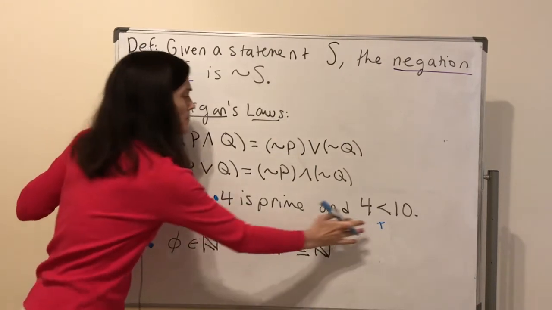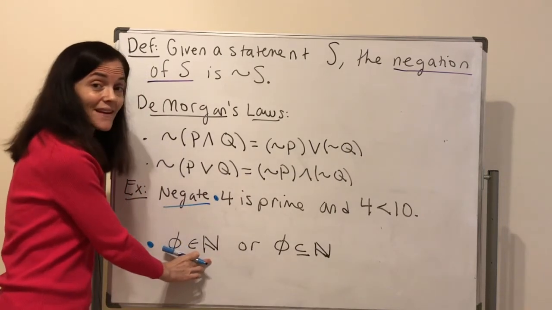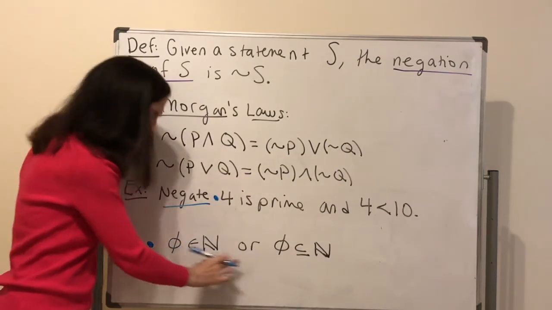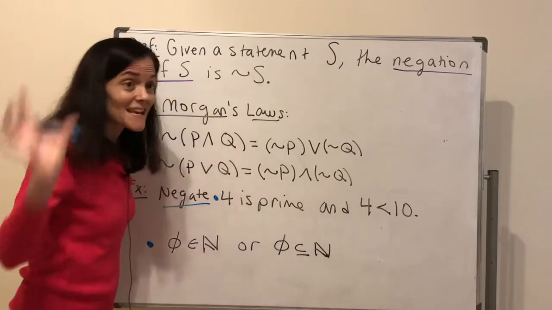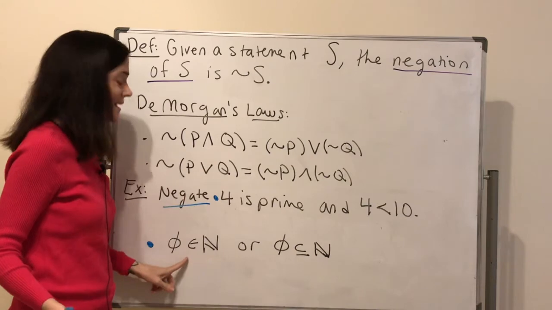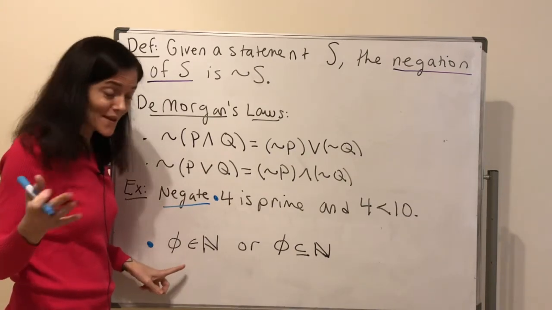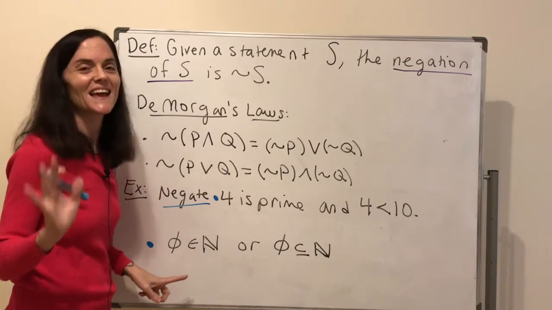And then in the second one here, the empty set is an element of natural numbers. This is false. The empty set is a subset of natural numbers. This is true. We or, this statement is true. And when we negate, we will get a false statement. This is also a comment.